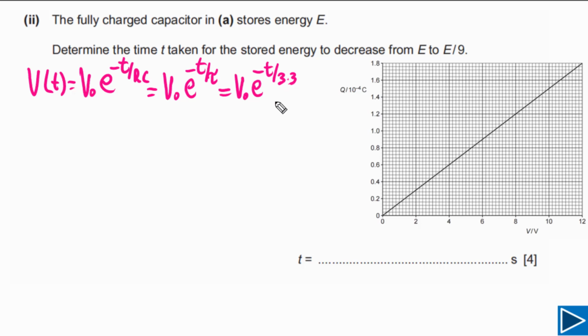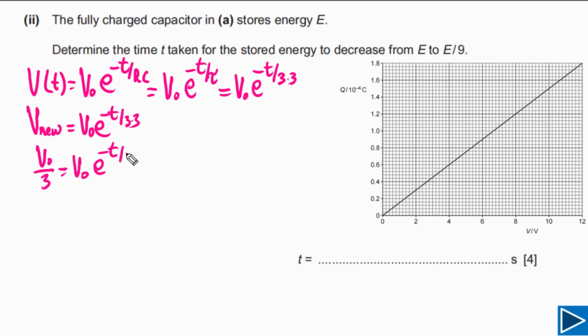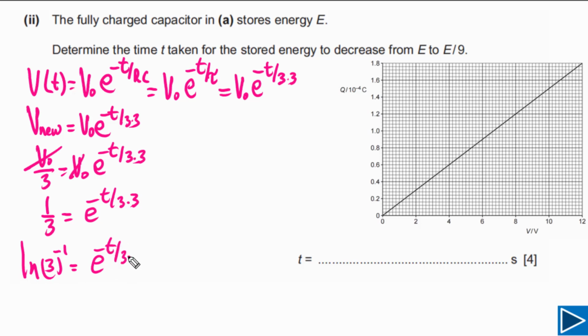Tau is 3.3 seconds. Now for the value of V nu, we can rewrite this formula. So V nu is equal to V naught e to the power of negative T over tau. V nu we have calculated, this is V naught by 3, and this is equal to V naught e to the power of negative T over 3.3. So V naught we can cancel, and we are simply left with 1 over 3. This is equal to e to the power of negative T over 3.3. If we take natural log on both sides, we get 3 to the power of negative 1, and e to the power of negative T over 3.3.